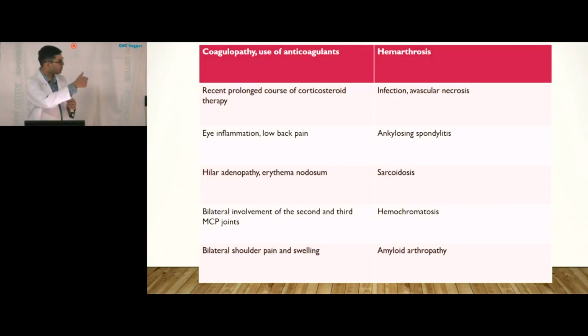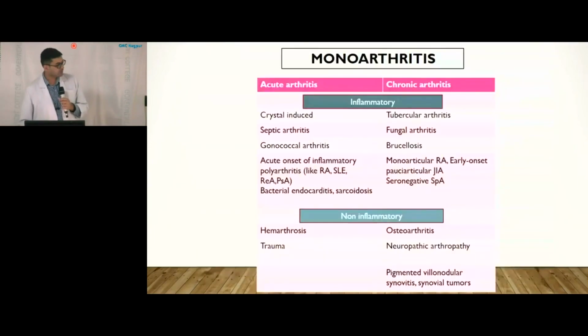These all points, the systemic manifestations, I would take in my other slides, because I need to explain it to you with diagrams. So these are the differentials for monoarthritis, for acute as well as chronic, of inflammatory and non-inflammatory origin. The inflammatory group includes septic arthritis, gonococcal, and acute forms of inflammatory arthritis which would progress to involve the larger joints and the other joints of your body.